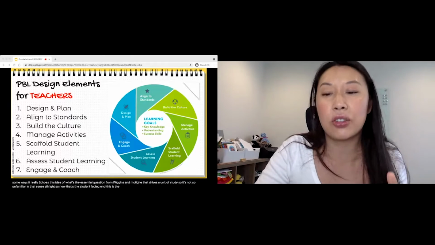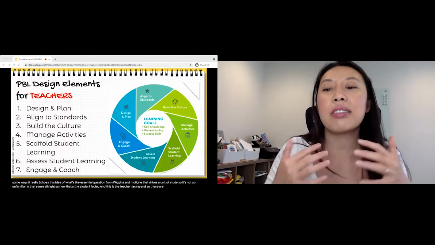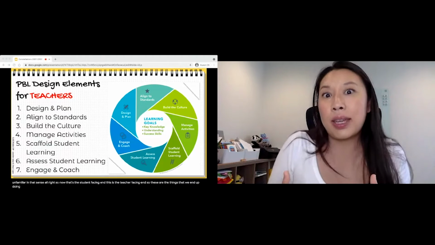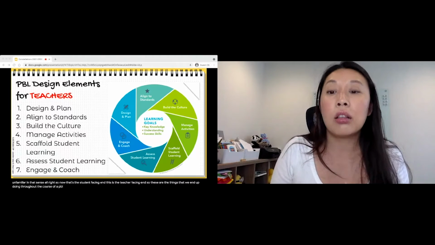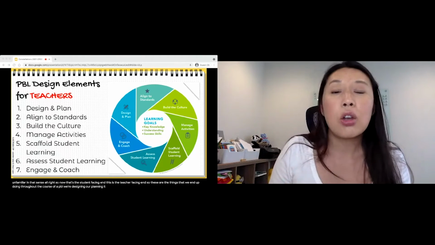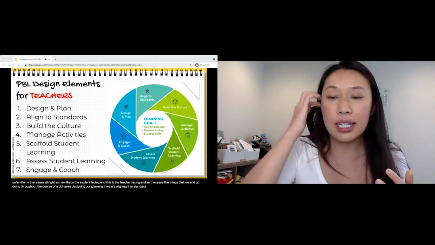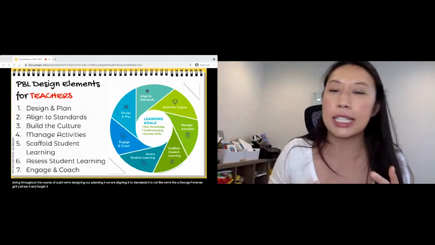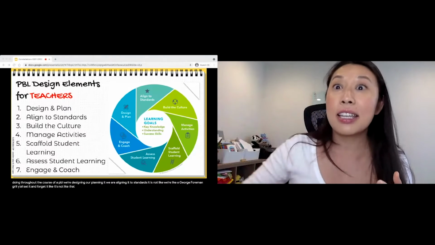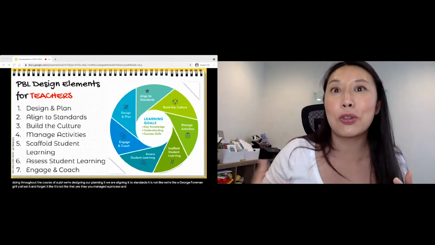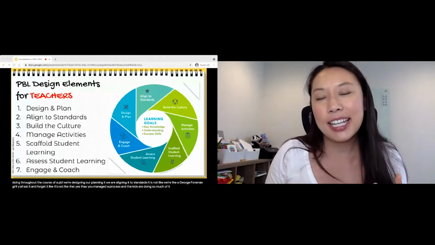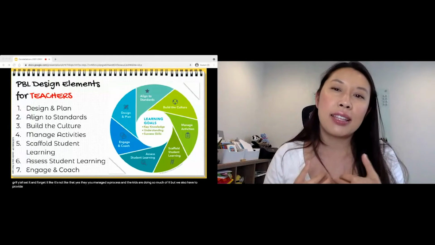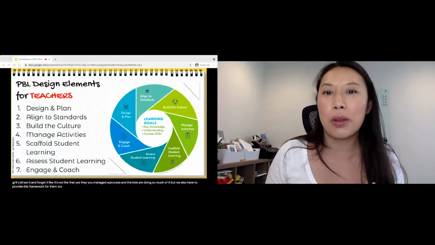All right, so that's the student-facing end. This is the teacher-facing end. These are the things that we end up doing throughout the course of a PBL. We're designing and planning it. We are aligning it to standards. It is not like we're a George Foreman grill, y'all, set it and forget it. Yes, you manage the process and the kids are doing so much of it, but we also have to provide this framework for them to work within.